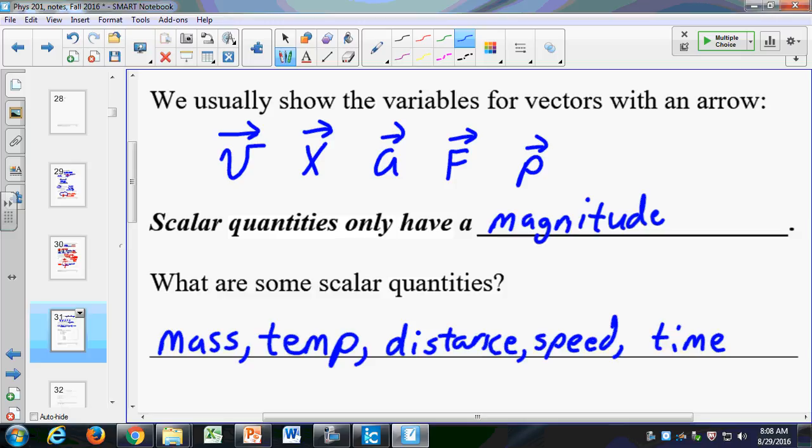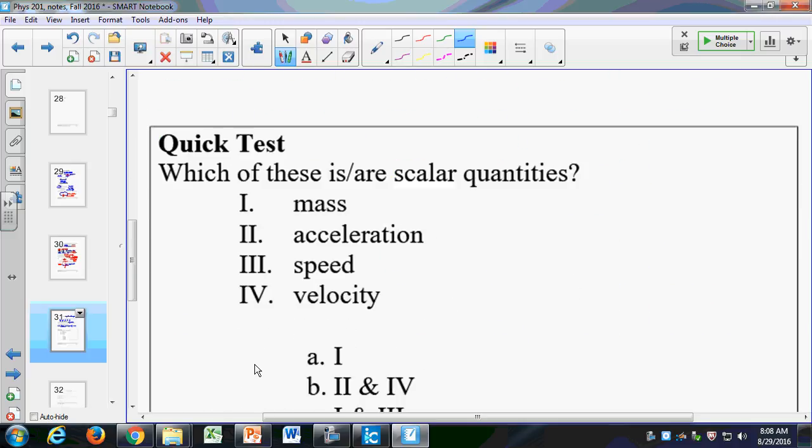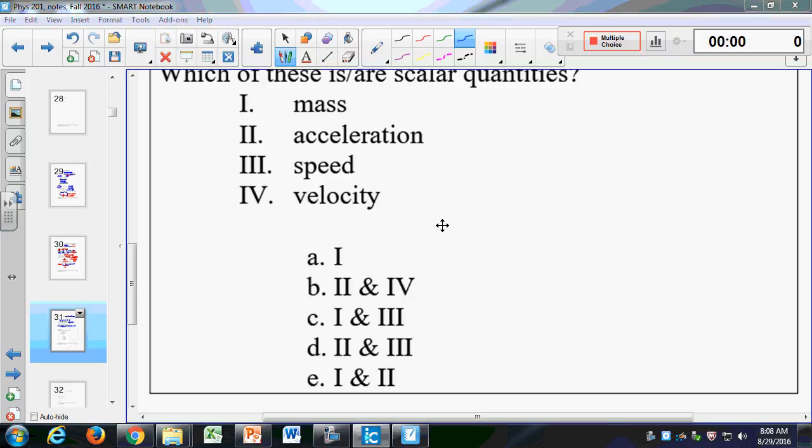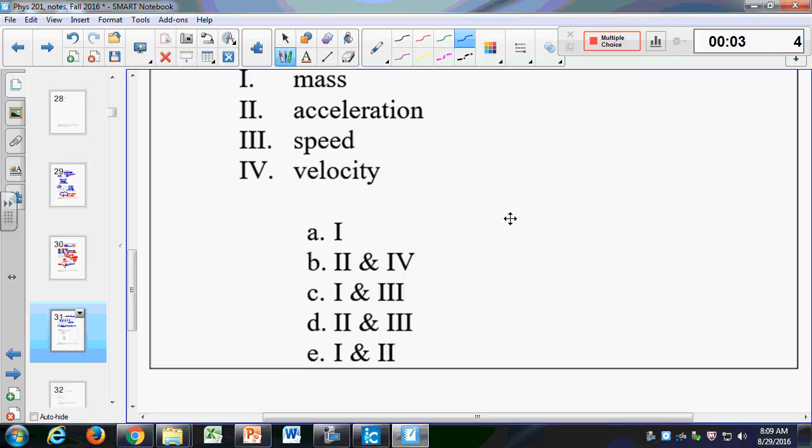On the test, you'll probably have a multiple choice question, and hopefully everybody gets it right. I'll give you some vector quantities and some scalar quantities and ask you, are these scalar or vector? It'll be a multiple choice question. Like this one: which of these is or are scalar quantities? I like questions like this where I give you multiple answers. It just makes you think a little bit more. So get used to them. I know y'all don't usually like them, but there are 4 things. I have mass, acceleration, speed, and velocity. One or more of those is a scalar quantity. Which is it?